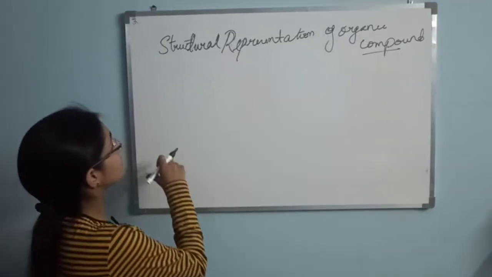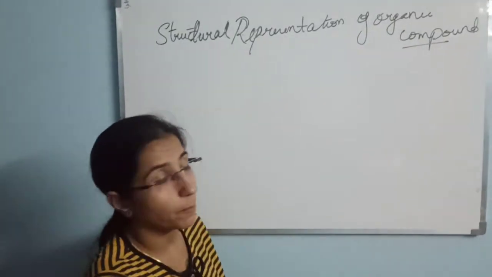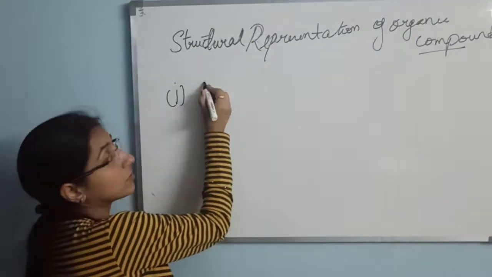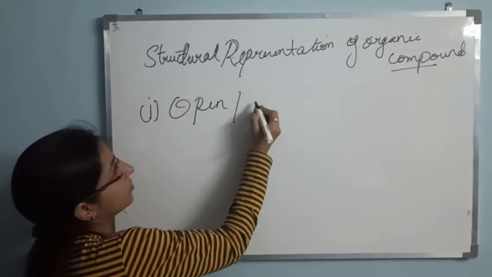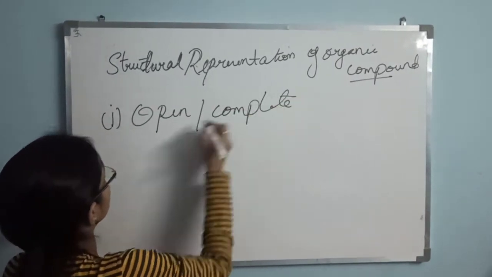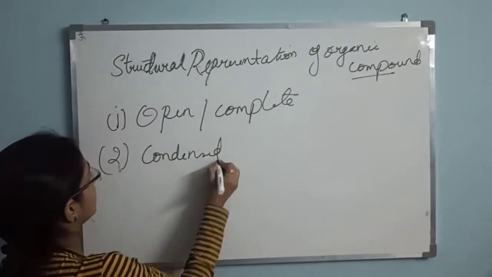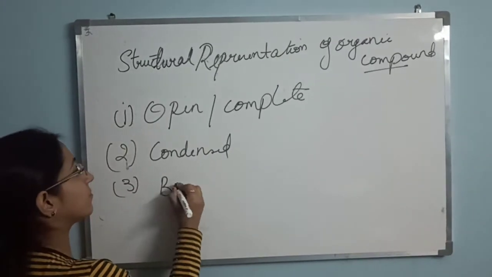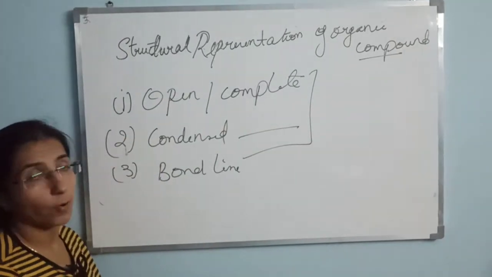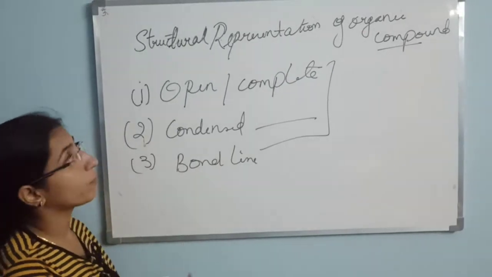So let's come to the point. The topic is structural representation of organic compounds. If we want to represent any organic compound, we have basically three forms: open chain or complete structure, second is the condensed, and third one is the bond line. These are the three ways in which we can represent an organic compound. This is only the briefing, so I am going to elaborate on this topic one by one.